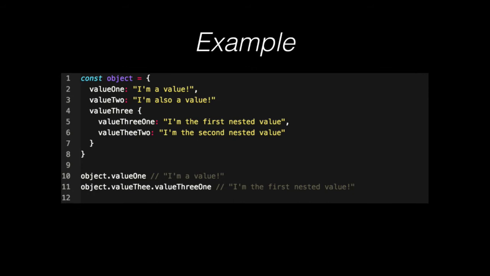So value 3, if you go to value 3.2, it says, I'm the second nested value. And the way that you can access these pieces of information or these values is by referring to the variable and then just using a dot to signify which key that you want to access. And you can do that even for super nested items. So like object, value 3, value 3.1, I'm the first nested value, would be referring to this value here. And you're just walking down the tree by using this dot notation.